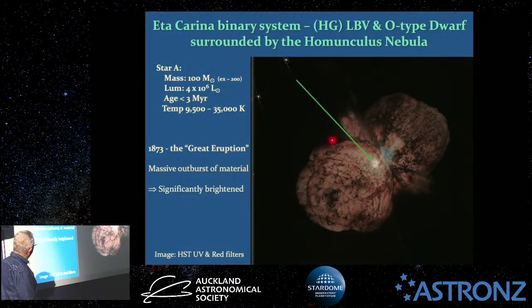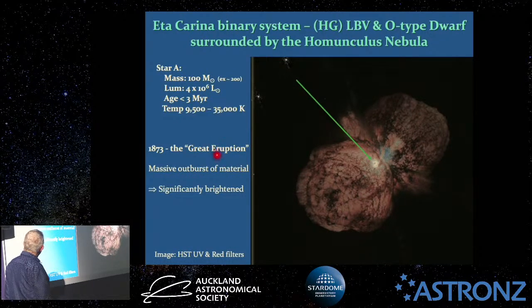It's surrounded by this big bipolar wind-driven nebula called the Homunculus Nebula. It's got 2 stars, and it's actually a binary system. The main star is a hypergiant, also known as that luminous blue variable, and the other one is an O-type dwarf, in other words, on the main sequence. The main star is about 100 solar masses, 4 million times as bright as the sun. It's less than 3 million years old, and its surface temperature, you might ask, why that big fluctuation? Because remember, it's having big outbursts. When it has an outburst, at its coolest, it's 9,500 degrees. When it shrinks back down again, it gets down to about 35,000 degrees.